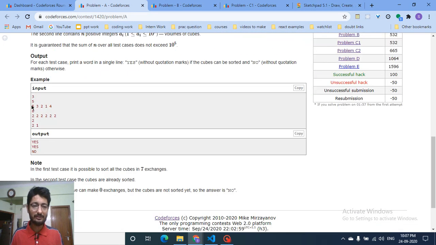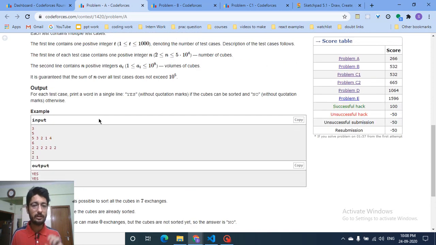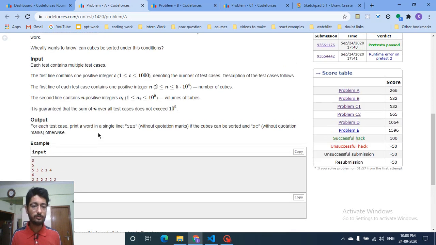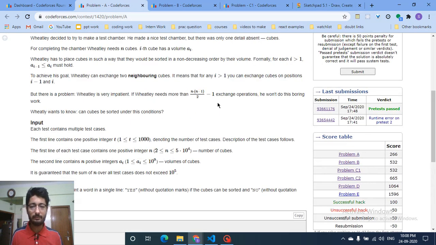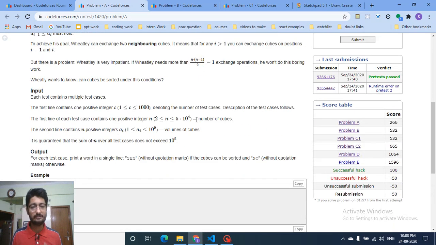So you are given some array, and now you can switch the places of two neighboring elements, such that what is the minimum number of switches you need to do such that the whole array can become sorted. So that's the whole question. And if the number of inversions or switches you have to do is greater than this number, then the answer is no, else the answer is yes.